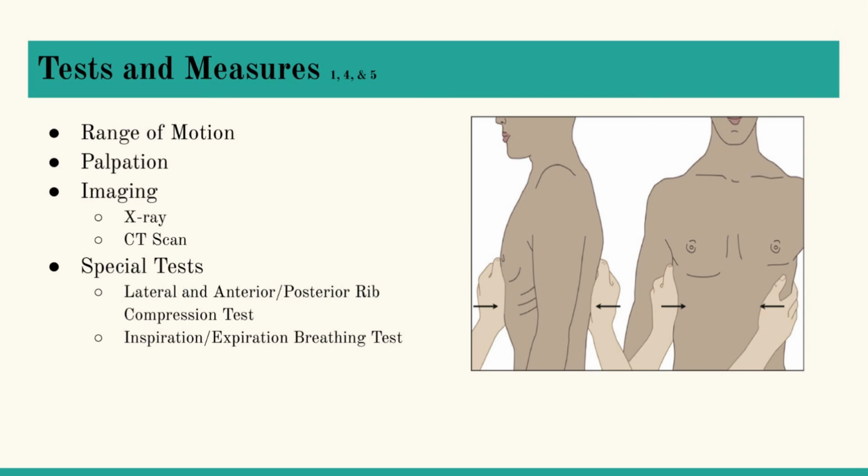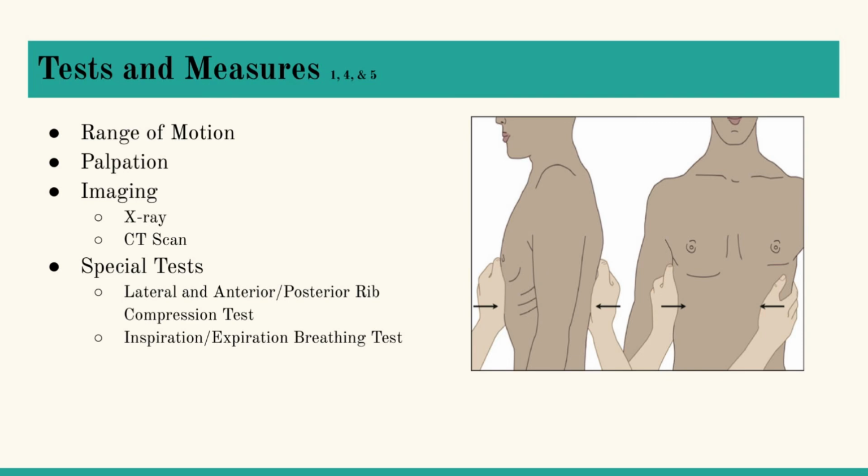Then we have imaging, which may be used when necessary, particularly if there is a suspicion of rib fractures, dislocations, or any other structural abnormalities. So x-rays are useful for identifying bony changes or misalignments, while CT scans help provide more detailed images of the costovertebral joints and the surrounding structures.